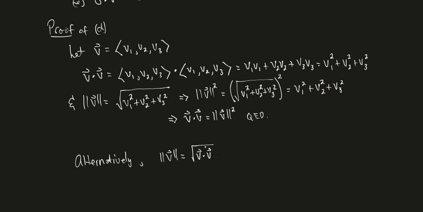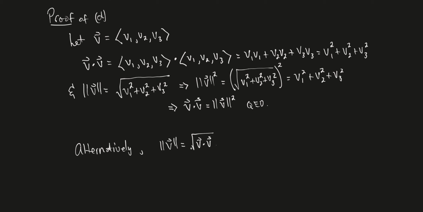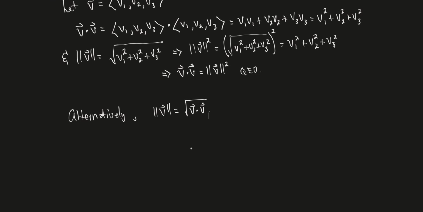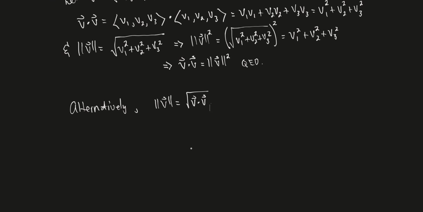But what about the geometry? What really is this number? What does it tell us? Well, in order to answer that question, we have to look at an alternative formula for the dot product. And in order to come up with this alternative formula, we have to introduce the concept of the angle between two vectors, right?